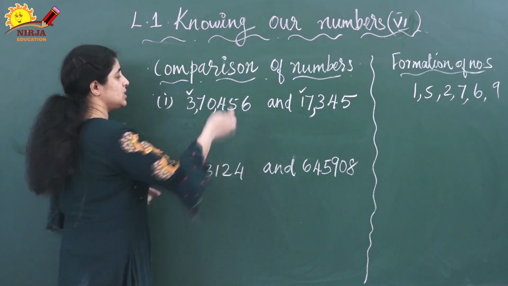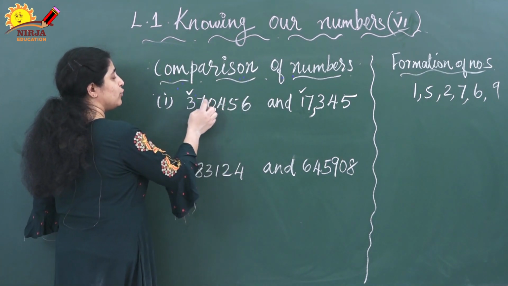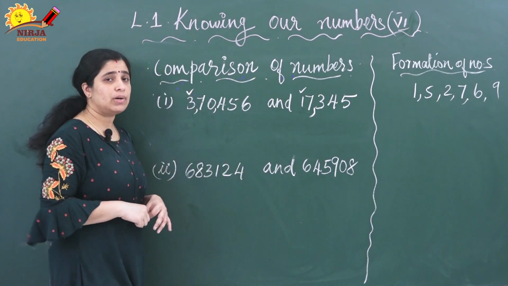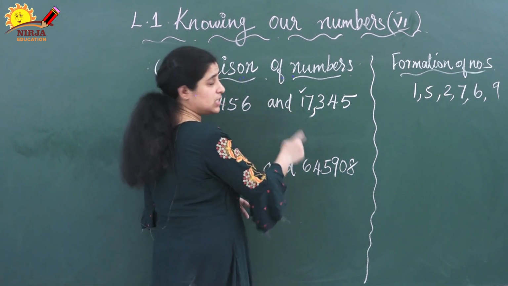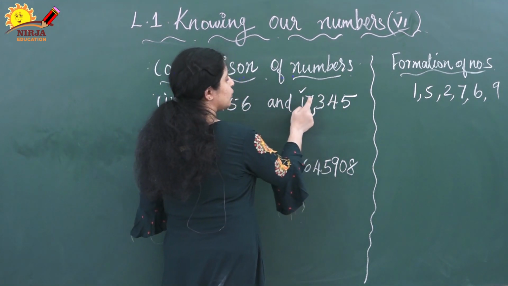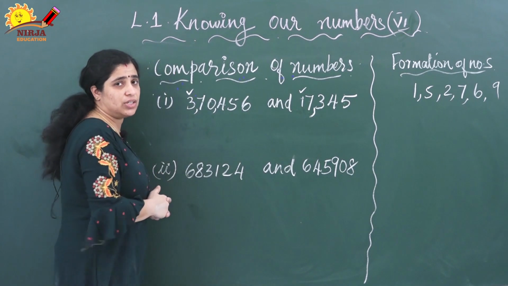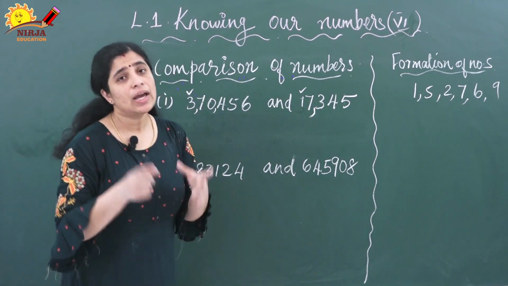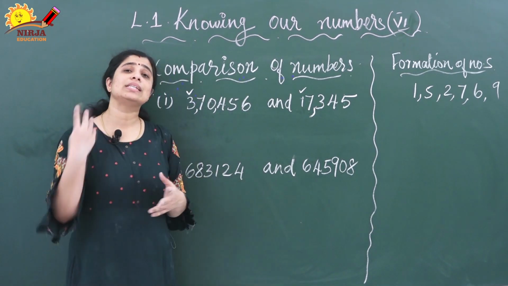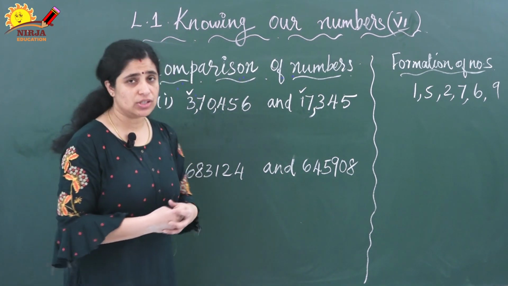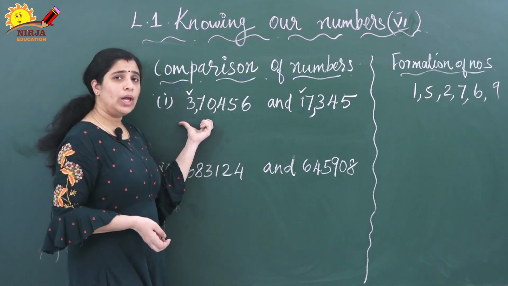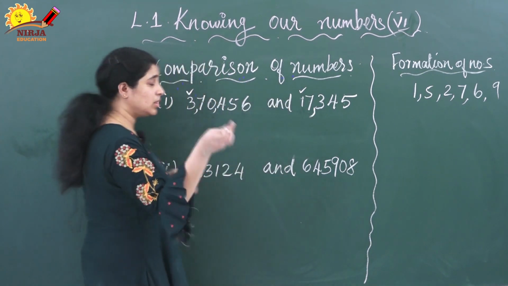So here you can see 1, 2, 3, 4, 5, 6. This is a 6 digit number. And consider this one. 1, 2, 3, 4, 5. This is a 5 digit number. So obviously you know that a 6 digit number is greater than a 5 digit number. So this number will be greater than this number.